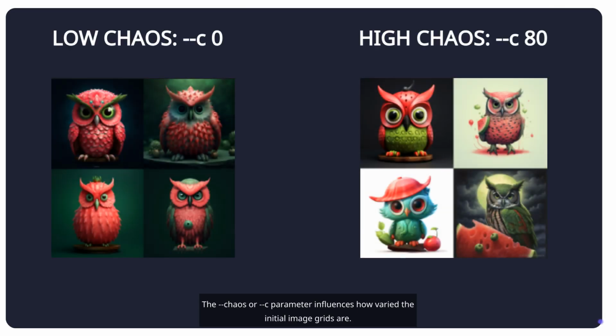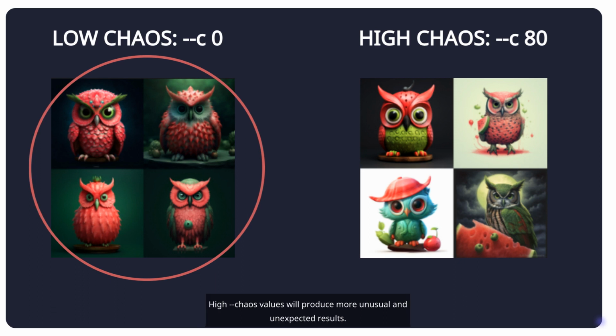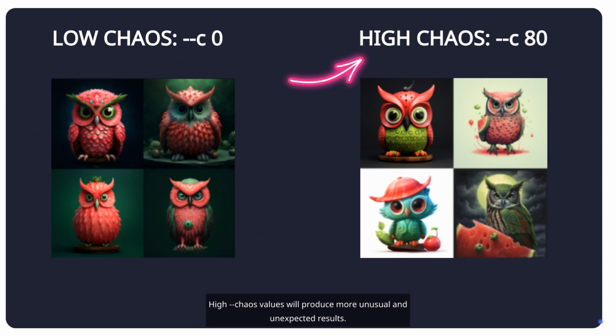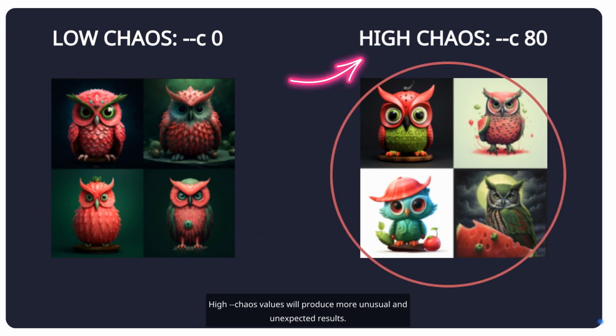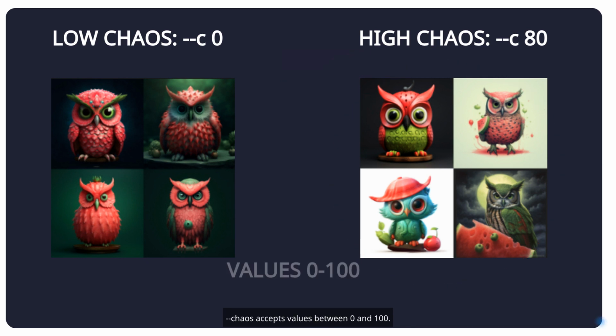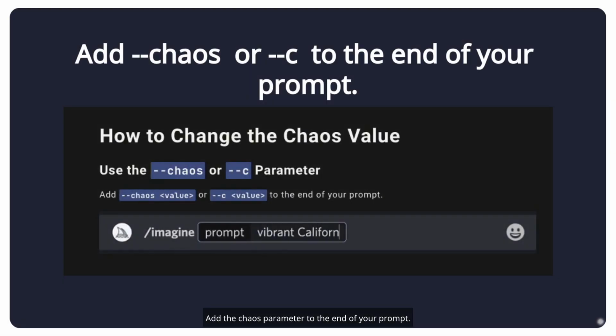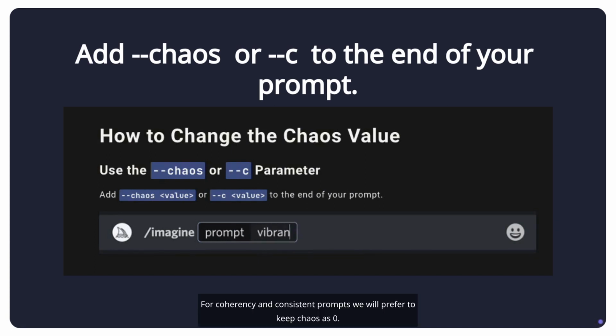The chaos or C parameter influences how varied the initial image grids are. High chaos values will produce more unusual and unexpected results. Chaos accepts values between 0 and 100. The default chaos value is 0. Add the chaos parameter to the end of your prompt. Remember, values between 0 to 100. For coherency and consistent prompts, we prefer to keep chaos at 0.